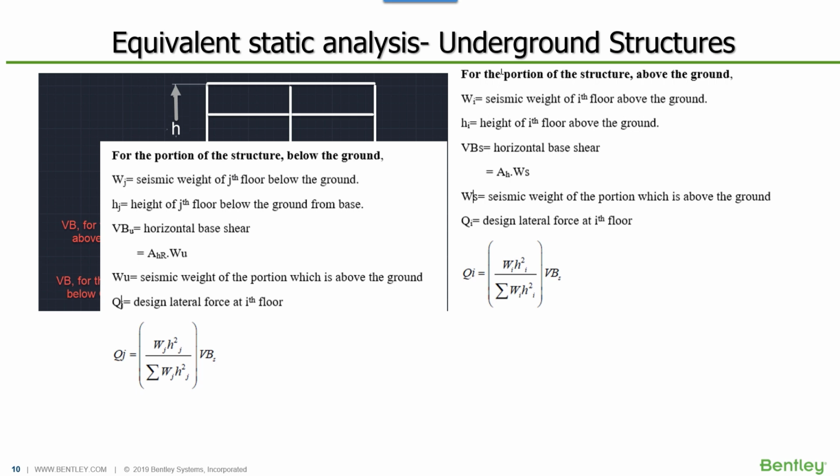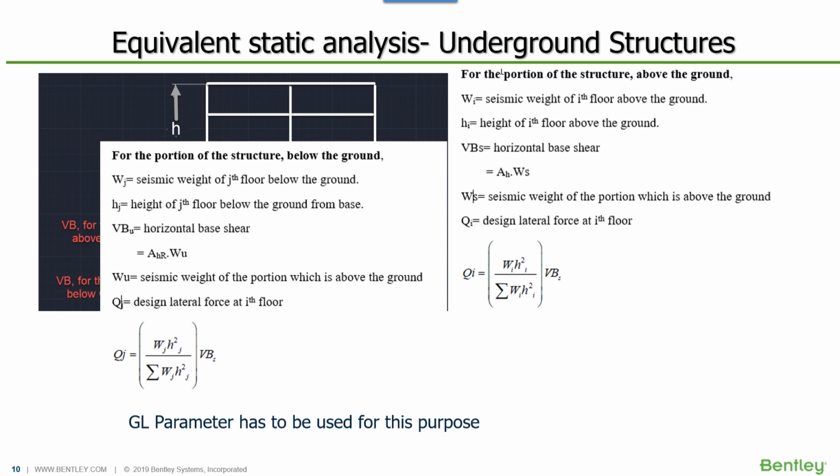if the structure is at ground level there will be no reduction. If the base of the structure is 30 meters below the ground level, there will be 50% of your VB computed, and for any portion at an intermediate location you will get an interpolation factor, and that is applied on Ah for the portion which is below the ground. Then we compute the horizontal base shear, and it is distributed for the portion which is below the ground.